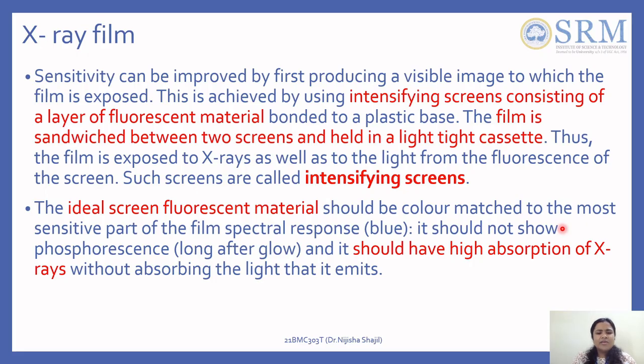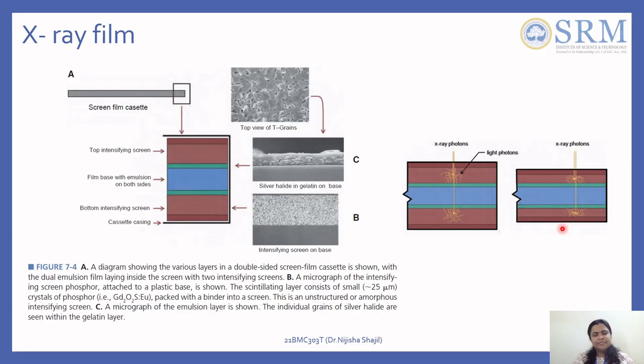The ideal screen fluorescent material must be blue in color. So this is how it is, and these are the different ways in which it is being sandwiched. So when the X-ray photons fall, one way is directly: the X-ray interacts with it and gives a color.